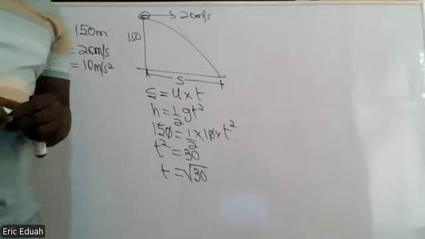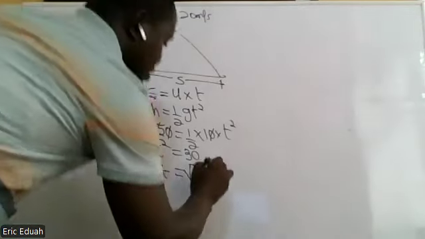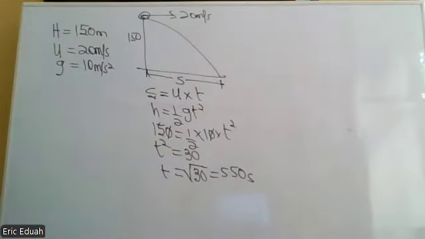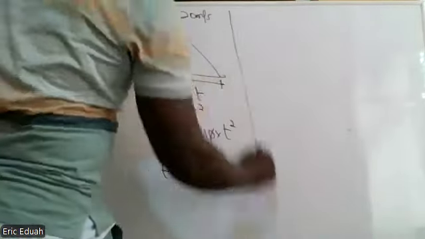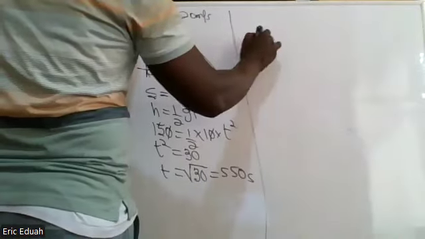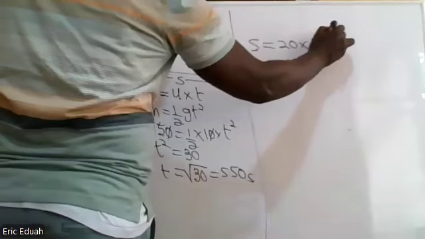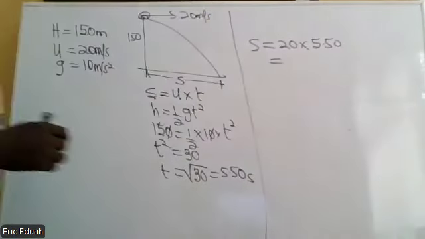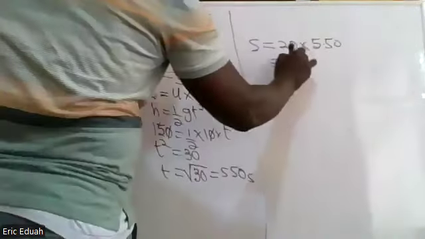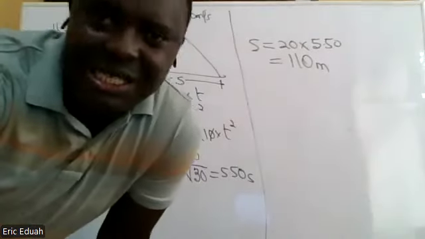What's the square root of 30? 5.5. So 5.50 seconds. And so if this is the time of flight, S will be equal to 20 times 5.5. What is 20 times 5.5? 110, or 110 meters. In fact, everybody must get this correct.